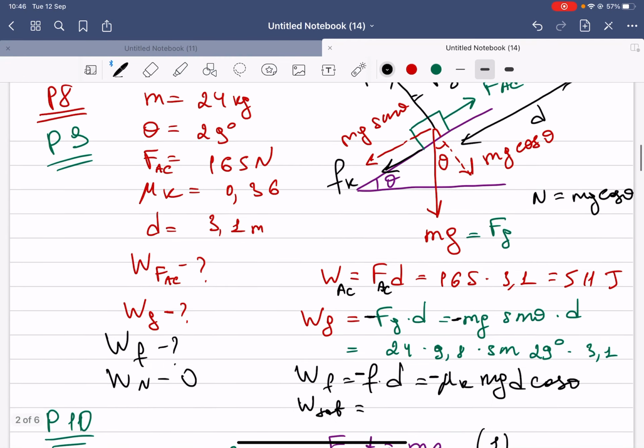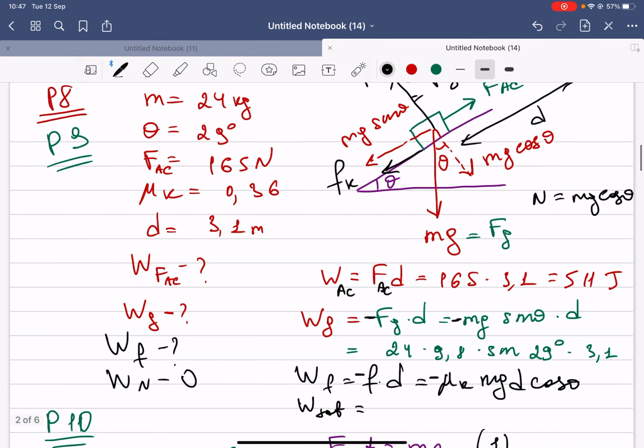Okay, so finally you have to find the total work which was done by all forces. Then you can say that it is the work done by the applied force, which is positive because the direction of the force and the displacement is the same, plus the negative work done by the gravitational force, and the negative work done by the friction force, plus 0, which is the work done by the normal force. So this will be your total work which was done by all forces.